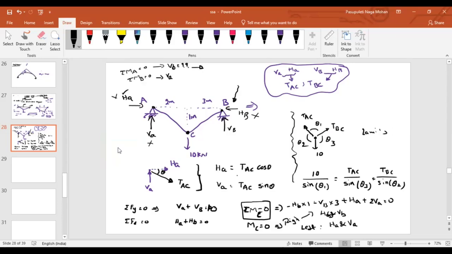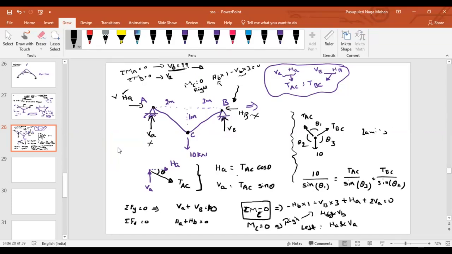After getting VB, what is the next step I should do? I have to find either this force or this force. For that, what do I have to do? Summation of moment. What happens if I take MC equal to 0? Let's say I have found VB. What is the moment equation if I take moments at C equal to 0? Look into the right side because of HB, anticlockwise, HB into 1. VB also anticlockwise, VB into 3. That will be equal to 0. So if I got VB, can't I find HB then?